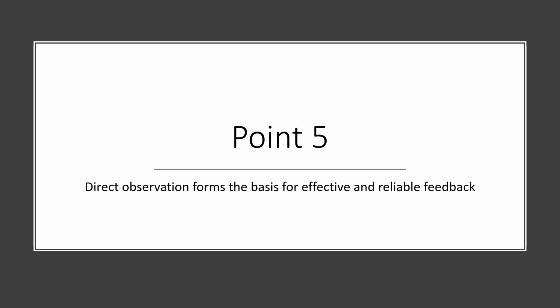Point number 5, direct observation forms the basis for effective and reliable feedback. This is key. First, if you take the time to directly observe your learner, they will sense your interest in their success, and you will build an educational alliance with them. When there is a strong educational alliance, learners are more receptive to feedback and more likely to incorporate the feedback into their future work. Secondly, your words will have deeper meaning when they are based on behaviors you witnessed.